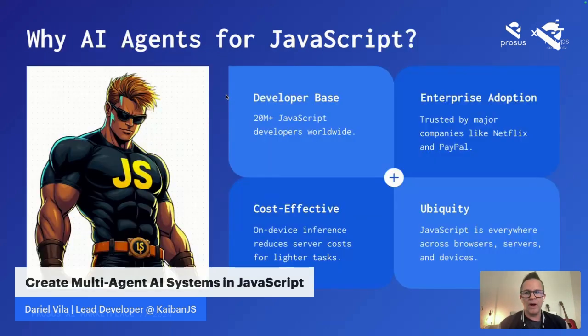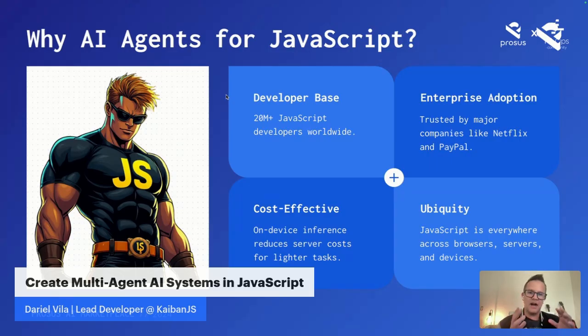So first, why AI agents for JavaScript? First of all, JavaScript has a huge developer base, just surpassed by Python this year on GitHub, but still JavaScript and TypeScript are the second and third most active communities on GitHub. JavaScript also has a lot of enterprise adoption; it's trusted by many companies like Netflix, PayPal, Google, all those guys.